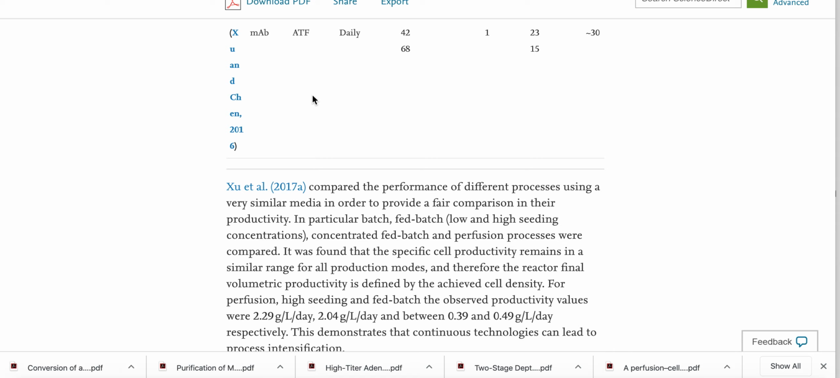Compared the performance of different processes using a very similar media in order to provide a fair comparison in their productivity. In particular, batch, fed batch, concentrated fed batch, and perfusion processes were compared. It was found that the specific cell productivity remains in a similar range for all production modes, and therefore the reactor final volumetric productivity is defined by the achieved cell density for perfusion.